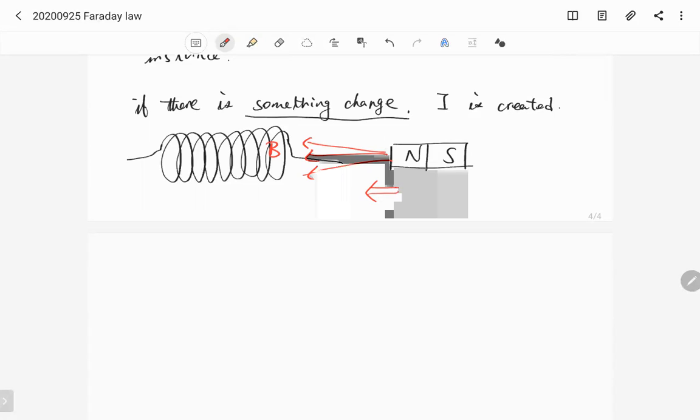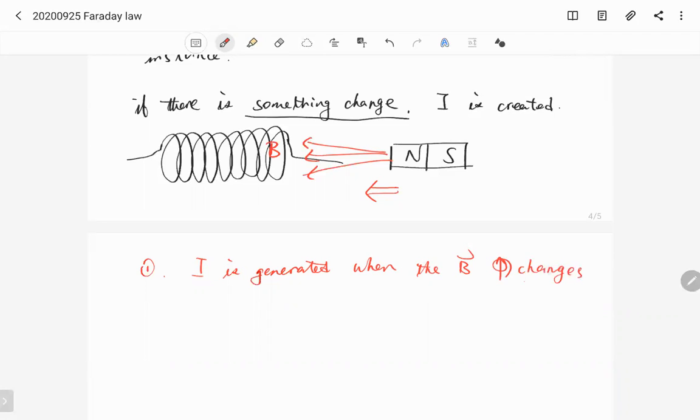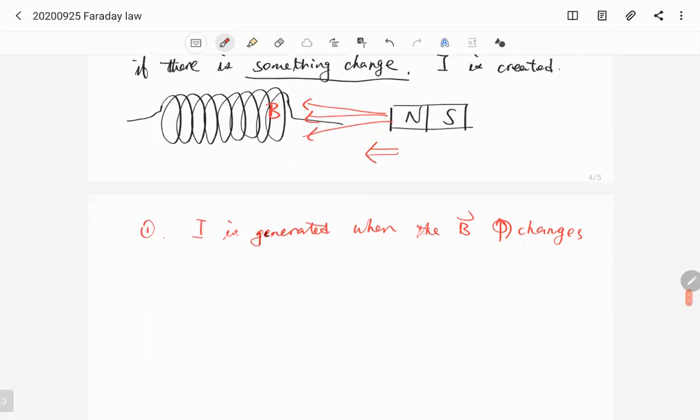Then after the magnetic field increases, we see the current. So I tell you the first result: the current I is generated when the magnetic field increases or the magnetic field changes. And we can take the magnet out of the solenoid and we still see the current. Okay, this is the first experiment.